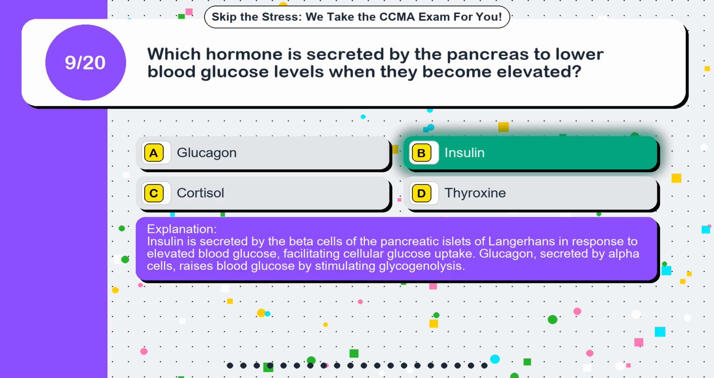Insulin is secreted by the beta cells of the pancreatic islets of Langerhans in response to elevated blood glucose, facilitating cellular glucose uptake. Glucagon, secreted by alpha cells, raises blood glucose by stimulating glycogenolysis.